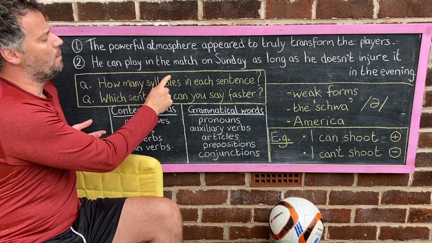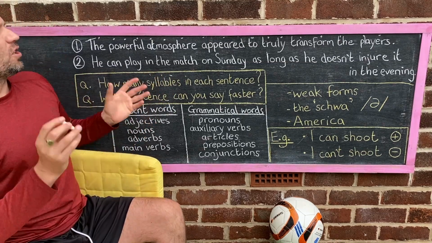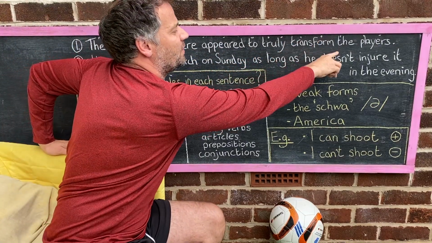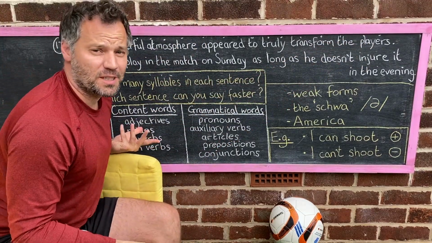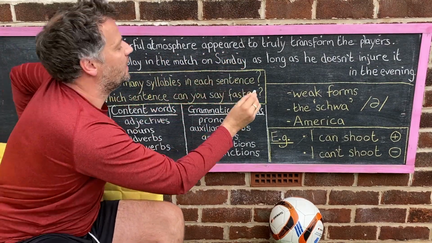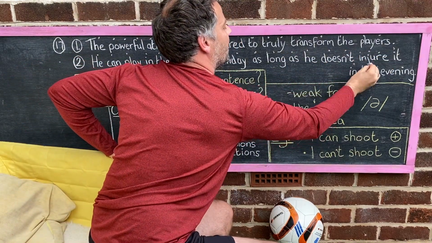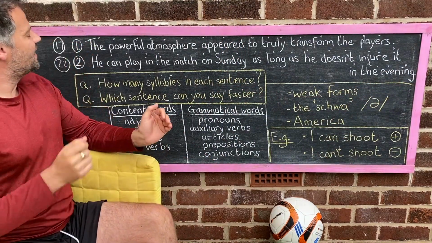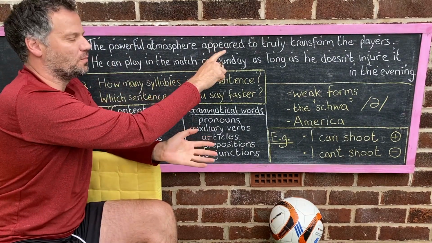Syllable. So syllable. 3 syllables. So how many syllables? 1, 2, 3, 4, 5, 6, 7, 8, 9, 10, 11, 12, 13, 14, 15, 16, 17. Okay, in sentence number 2. He can play in the match on Sunday as long as he doesn't injure it in the evening. 22 syllables in sentence number 2. 17 syllables in sentence number 1.